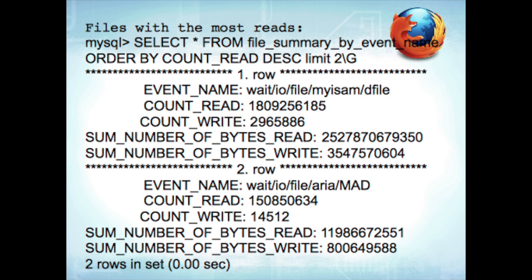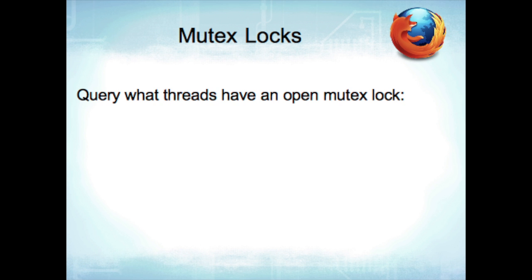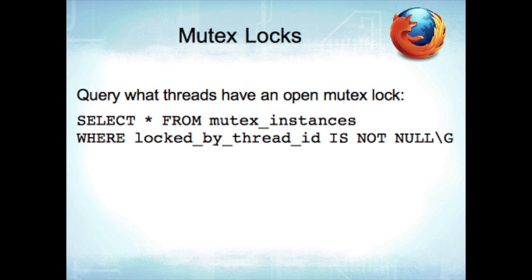And then, again, the ARIA has reads. What about mutex locks? Sometimes you do a SHOW ENGINE INNODB STATUS and you see mutex locks. You can get more information. What threads have an open mutex lock? We've got a mutex instances table.